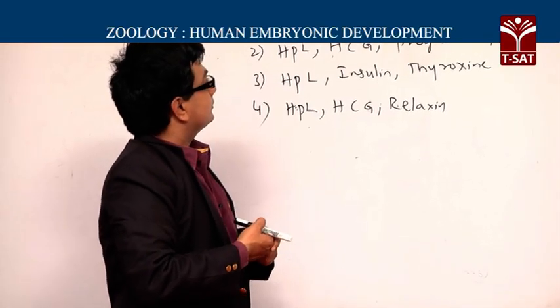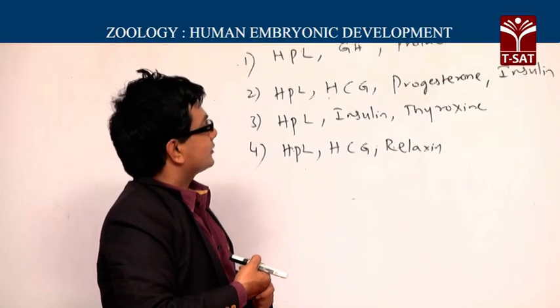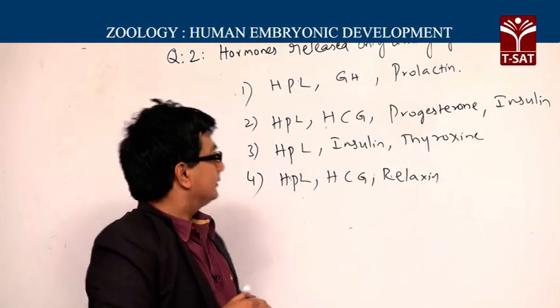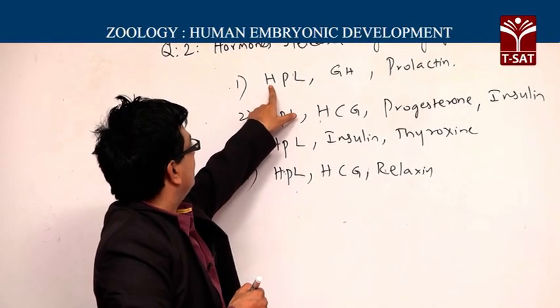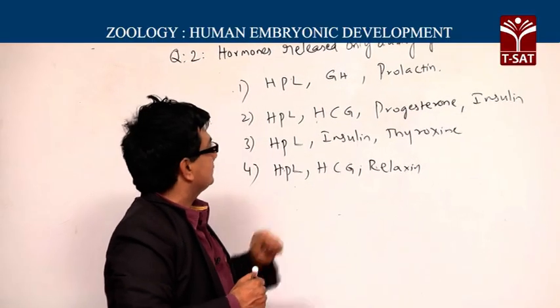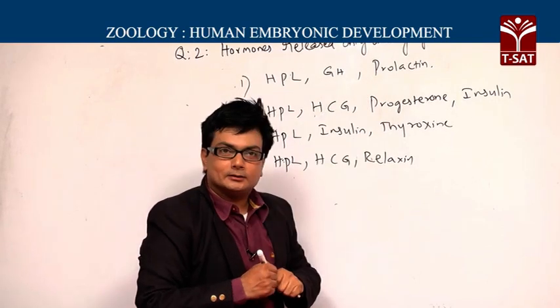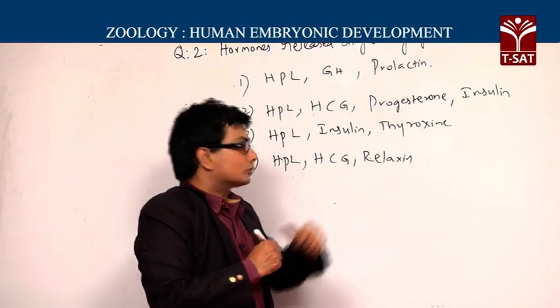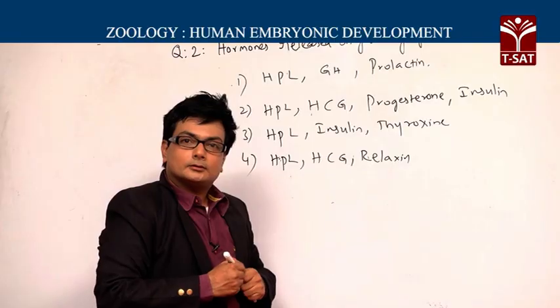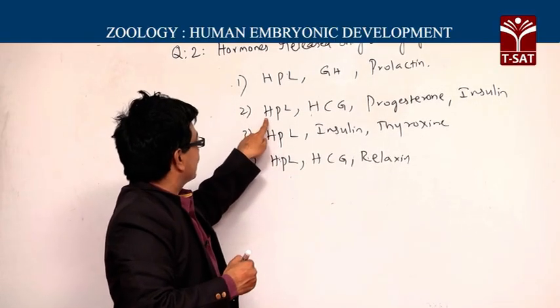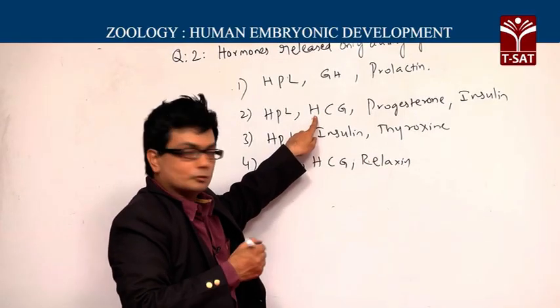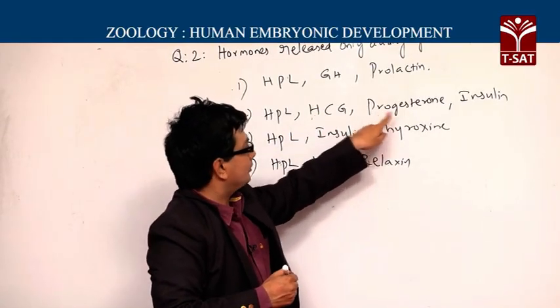Hormones released only during the gestation period are... The first one, human placental lactogen, growth hormone and prolactin. This option will be incorrect because growth hormone is produced all through life. And the second one, HPL, hCG, human chorionic gonadotropin, progesterone and insulin.